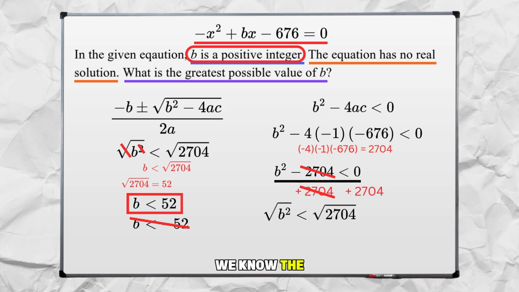Now, how do we know the greatest possible value of b? We know that because b is an integer, it has to be a whole number. The greatest whole number that is less than 52 is just 51, and it's as simple as that. That gives us our solution: b is equal to 51. And that's our answer. Pretty easy, right?